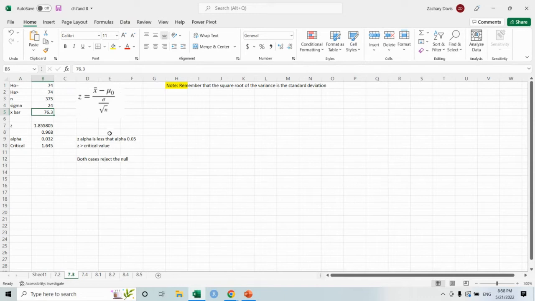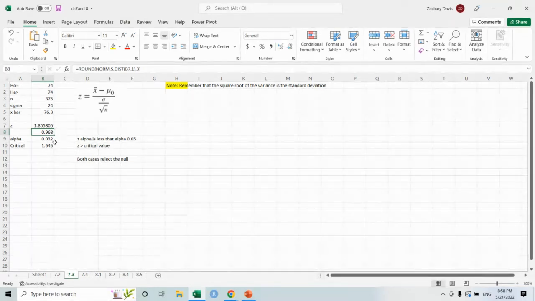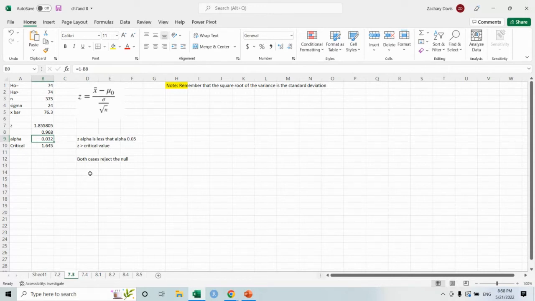So we use this formula to calculate our z-value. Then we round that to get the opposite side of our alpha. So we get an alpha value of 0.032. So that is less than 0.05 because we were testing at 0.05, so we can reject the null.